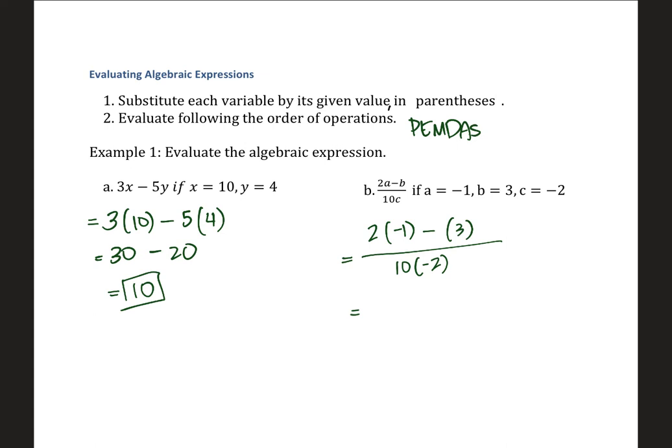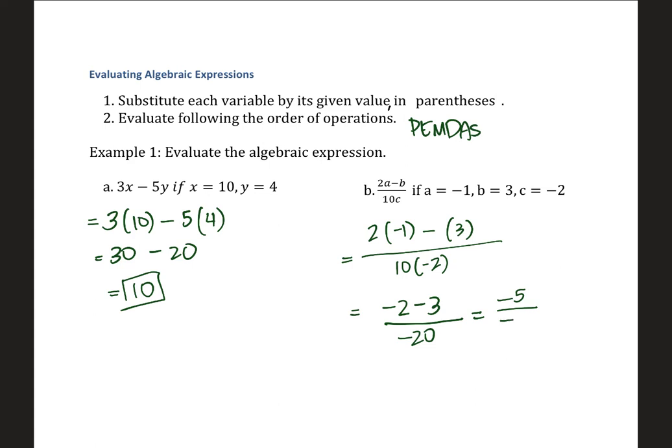So 2 times negative 1 minus 3, that'll be negative 2 minus 3. Over 10 times negative 2 is going to be negative 20. From here, I'll still evaluate that top one first before I divide. Negative 2 minus 3 is going to become negative 5. For me, I don't even think of it as minus. I just think, okay, negative 2 plus negative 3 is negative 5.